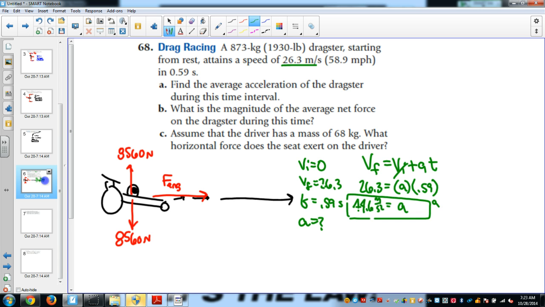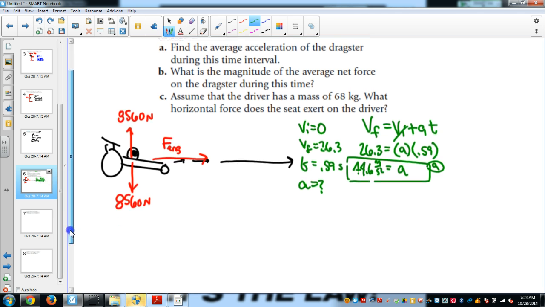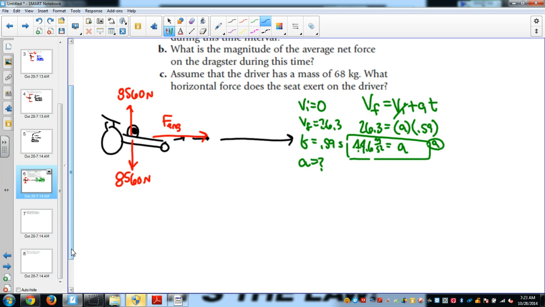So this is my first answer for part A. Part B, what is the magnitude of the average net force? So I'm going to take that right into this equation right here, F equals ma, because that's the net force. And remember that these are canceling, so they're not part of the net force.